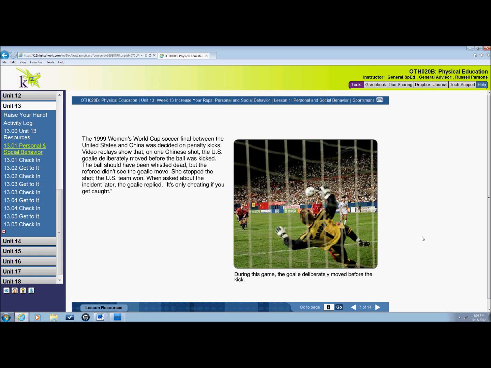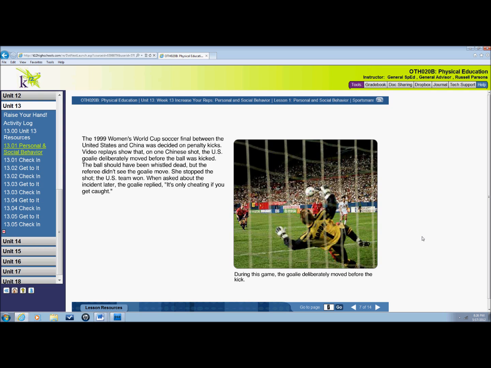Okay, so the 1999 Women's World Cup soccer final between the United States and China was decided on penalty kicks. Video replays show that, on one Chinese shot, the U.S. goalie deliberately moved before the ball was kicked. The ball should have been whistled dead, but the referee didn't see the goalie move. She stopped the shot, and the U.S. team won. When asked about the incident later, the goalie replied, "It's only cheating if you get caught."